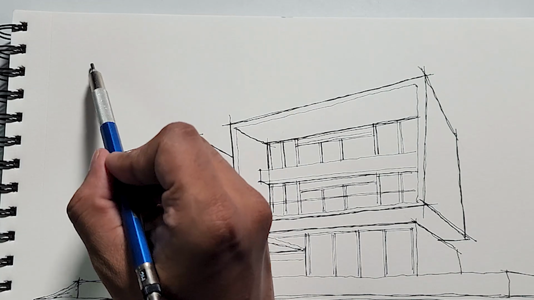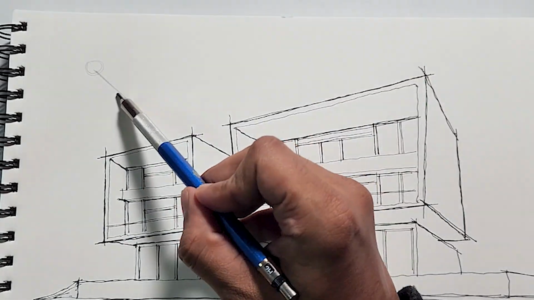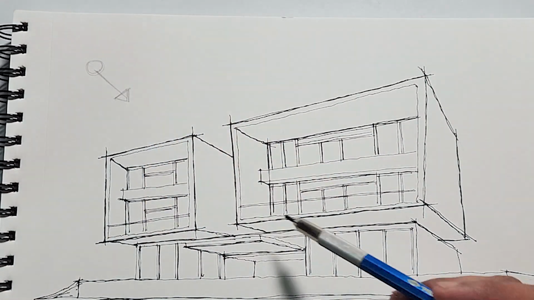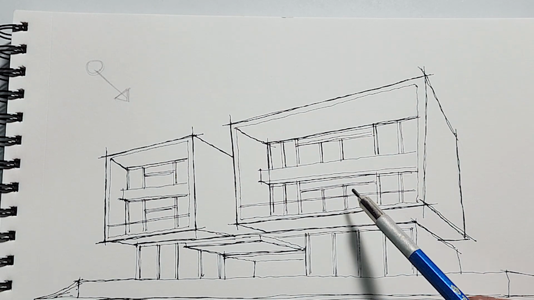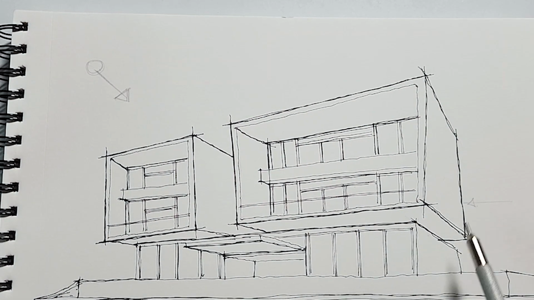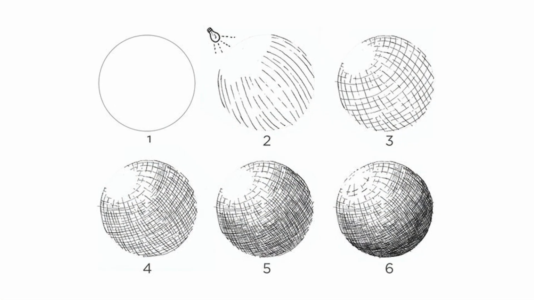The first thing to do is to determine the direction of the light source. This will help you decide which parts of the building are in shadow and which are in light. You can, of course, assume any point around as a light source, and the shadows will be in the opposite direction of the form.